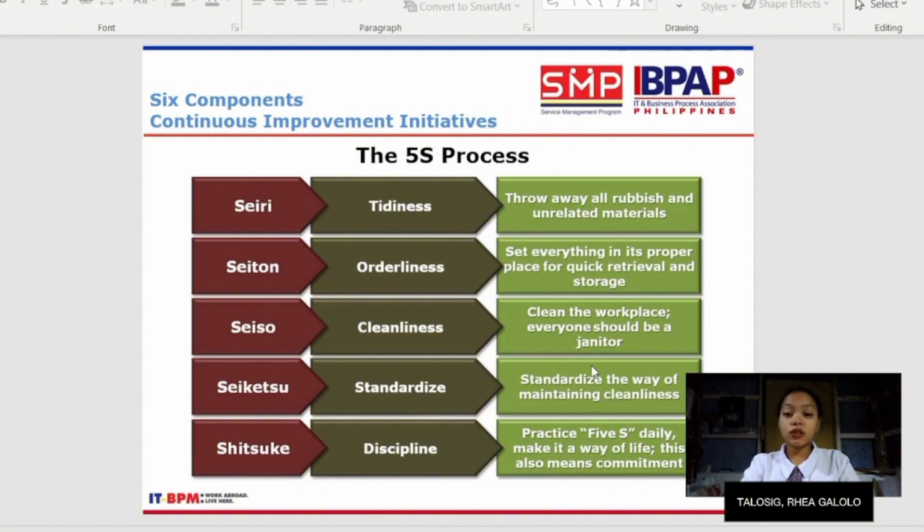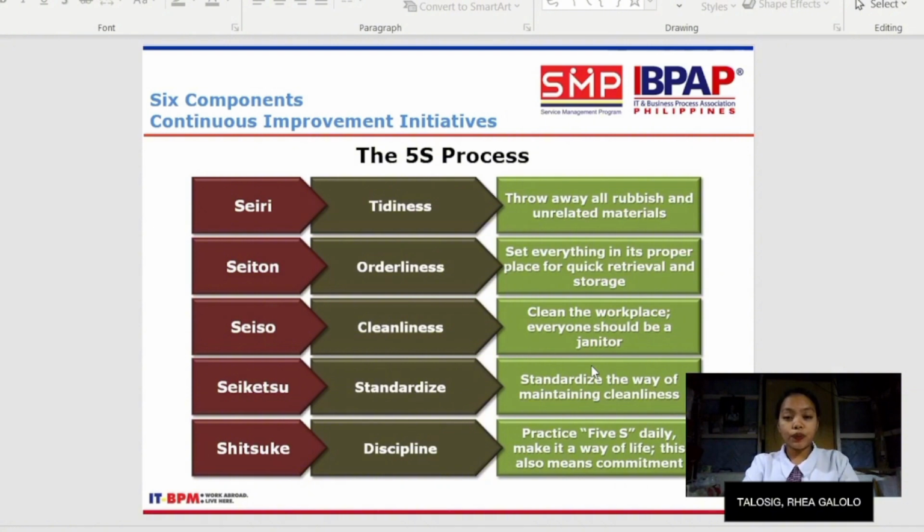Let's take a closer look at each part of 5S. Let's start with Seiri, or in English, sort. Seiri is tidiness. Throw away all rubbish and unrelated materials. The first step is sort. It involves going through all the tools, furniture, materials, and equipment in a work area to determine what needs to be present and what can be removed.